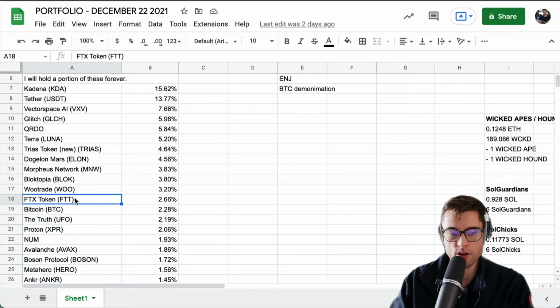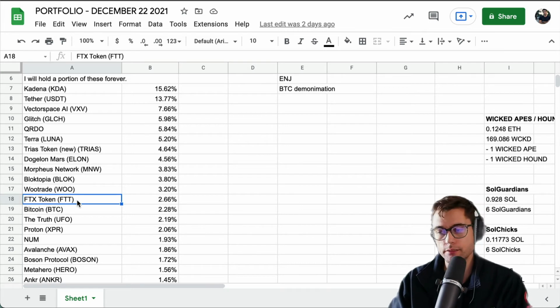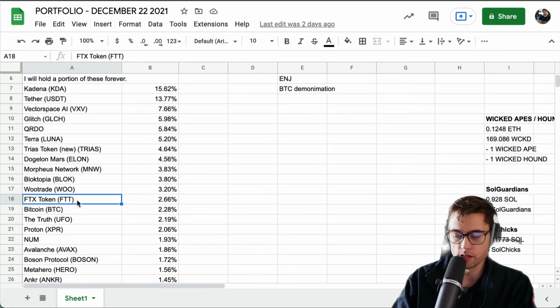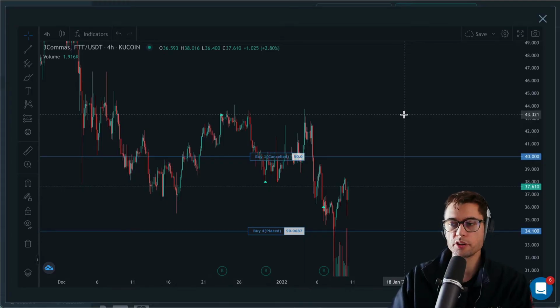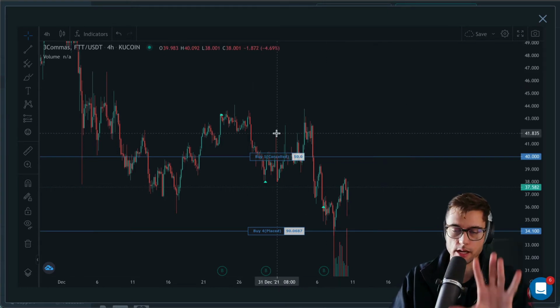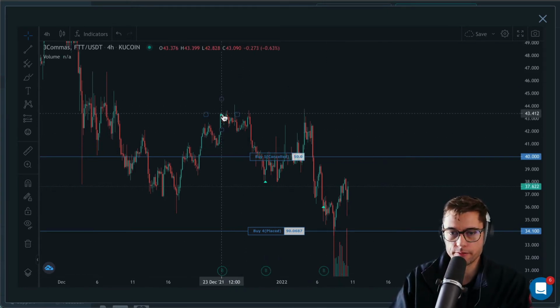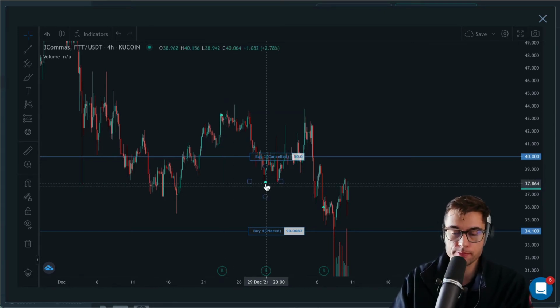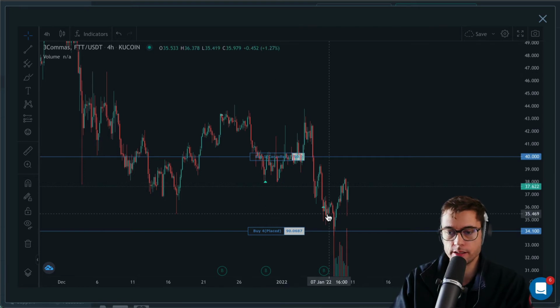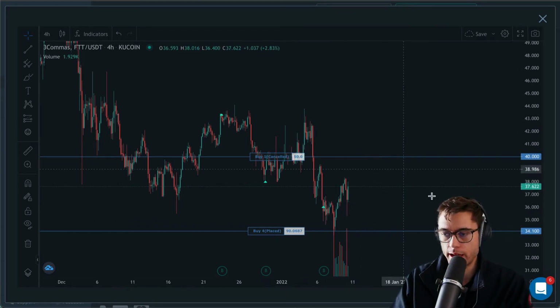So that was Woo, and now we got FTT. I like FTT because it's an exchange token for FTX, and I think FTX is going to do really well. You could see on my 3Commas personal dashboard here that I bought it originally at around $43, just a small amount, and then I increased my buy at $37, and then I bought more at $35. So I'm continuing to buy, and I have another order set at $34.